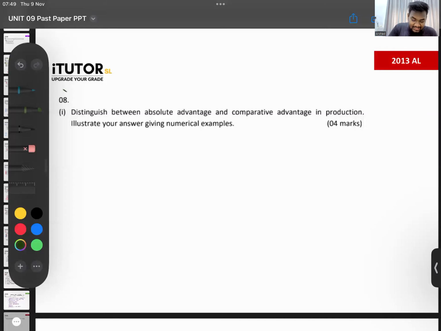2013 A Levels, question 8, subsection 1. This is a very common question. Distinguish between absolute advantage and comparative advantage in production, and illustrate your answer giving numerical examples. Very easy, no? Like an MCQ where you have numbers, you can give an explanation.